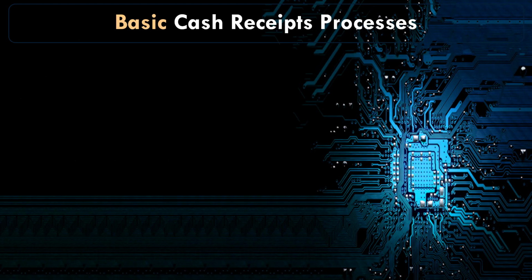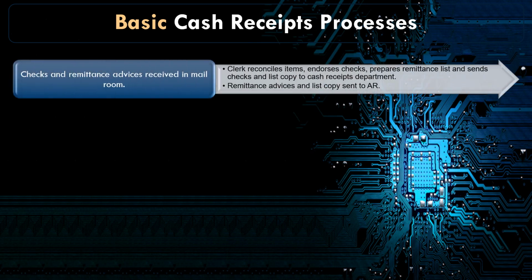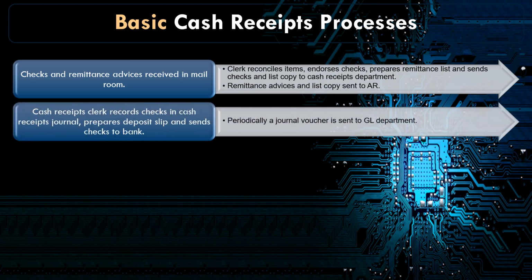For the basic cash receipt processing, as we explained on the system flowchart, we start with the clerk and remittance advice received in the mail room. The clerk will reconcile the items and endorse the checks, prepare the remittance list, and send the check and list copy to the cash receipt department. The remittance advice and list copy will also be sent to the accounts receivable department, or accounts receivable clerk.